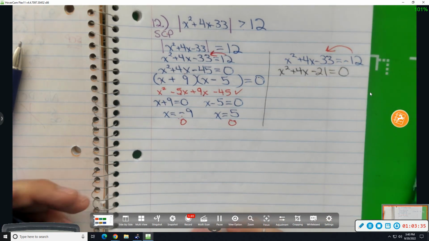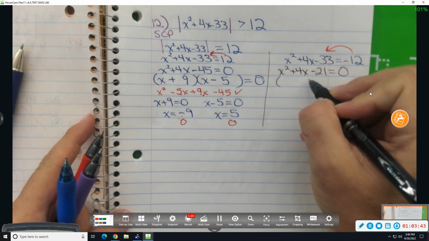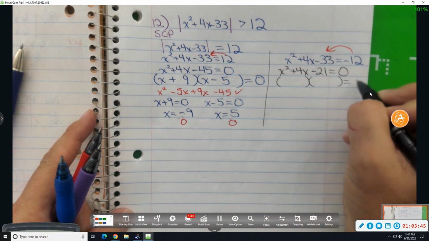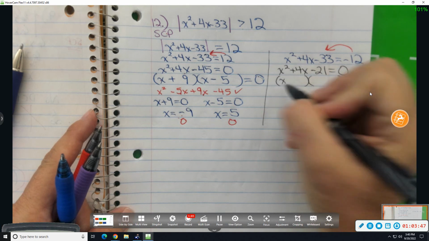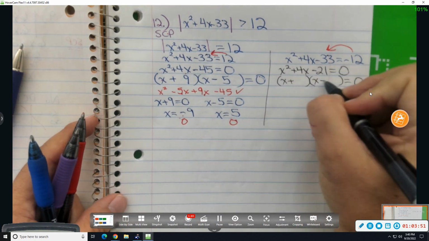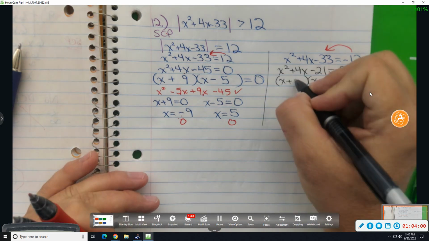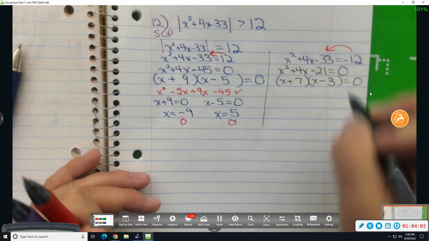Is this another one that's going to factor nicely? Yes, it is. One side would be positive, the other side would be negative. Okay, hold on. Let me do this. X squared, that's x times x. And you said there'll be one plus and one minus? Yep. 21: 1 times 21 or 3 times 7. Those are the only possibilities. Negative 3 and positive 7, I agree.